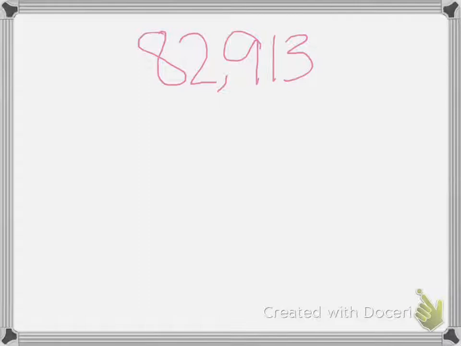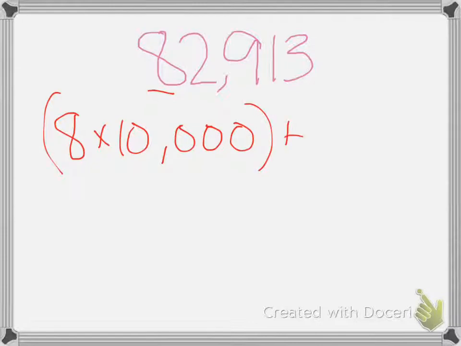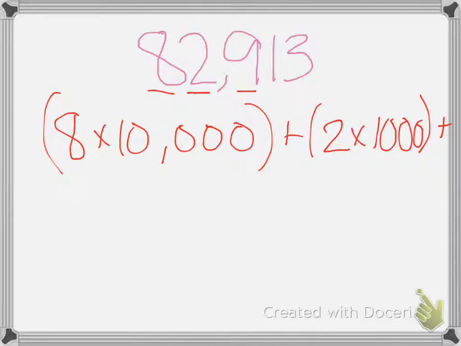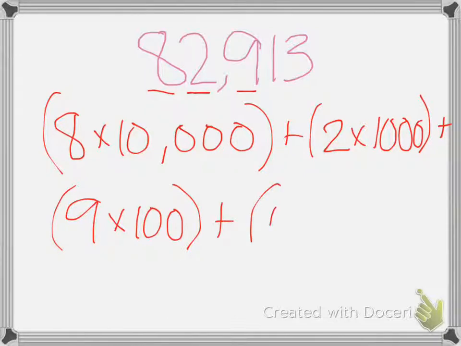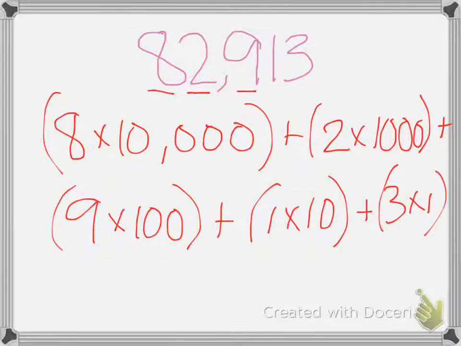Number 3 says write in standard notation or expanded form. So since 82,913 is already in standard notation, we need to write it in expanded form. So we're going to start at the 8, which is in the 10,000s place. So it's 8 times 10,000. Then we move on to the 2, which is in the thousands place, plus the 9 is in the hundreds, plus the 1 is in the tens, plus the 3 is in the ones. That would be how you write it in expanded form.